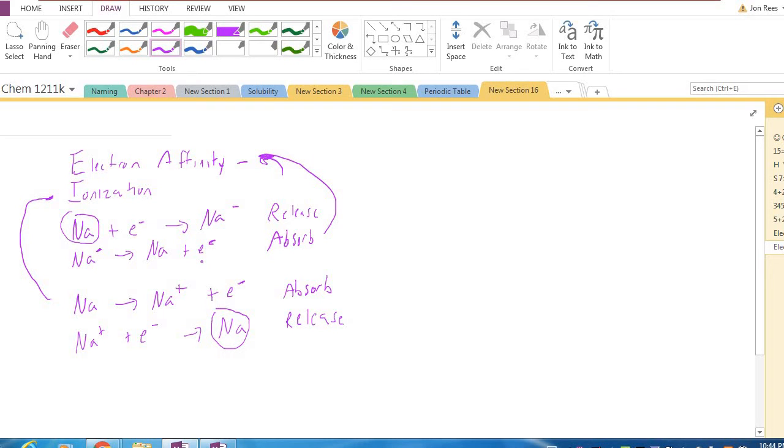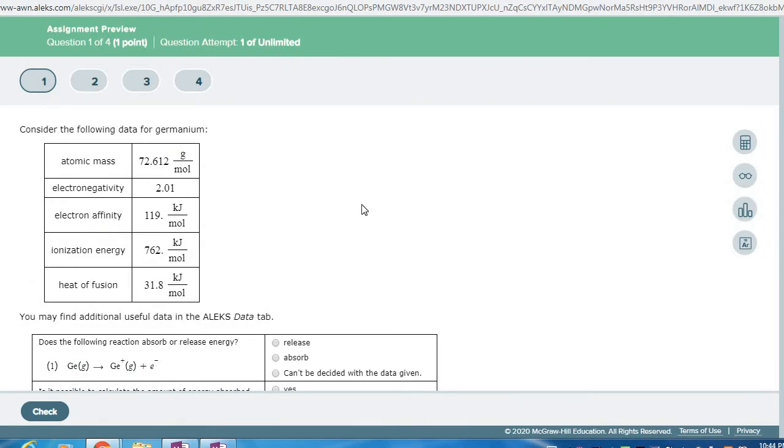And so let's do some problems. That's the only way to understand this at times. So let's pull up an ALEX problem right here. The first one has to deal with germanium. It gives us a table: there's electron affinity, there's ionization energy.